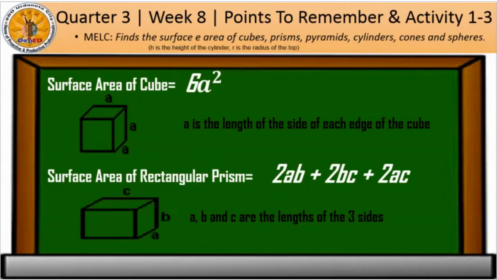In order for us to master finding surface areas, we have to familiarize the different formulas. First is the surface area of a cube. Surface area of a cube is equal to 6a squared, where a is the length of the side of each of the cube. Second is the surface area of a rectangular prism. Surface area of rectangular prism is equal to 2ab plus 2bc plus 2ac, where a, b, and c are the length of the three sides.